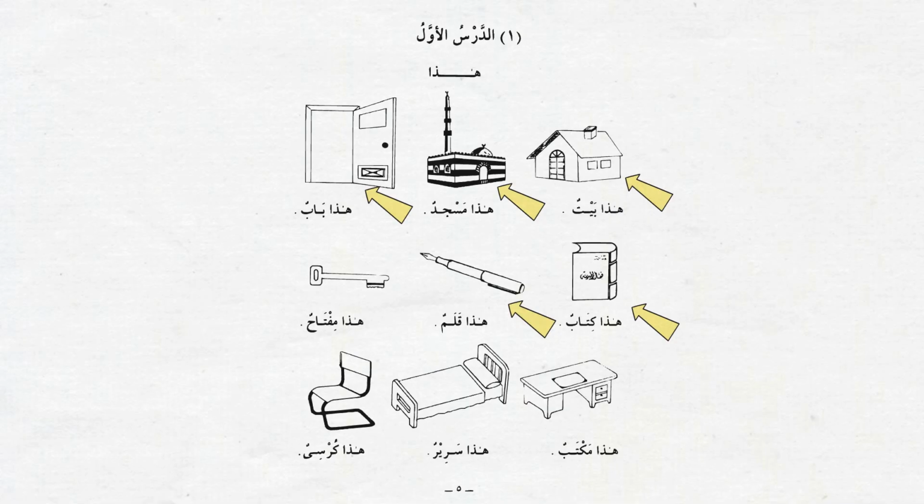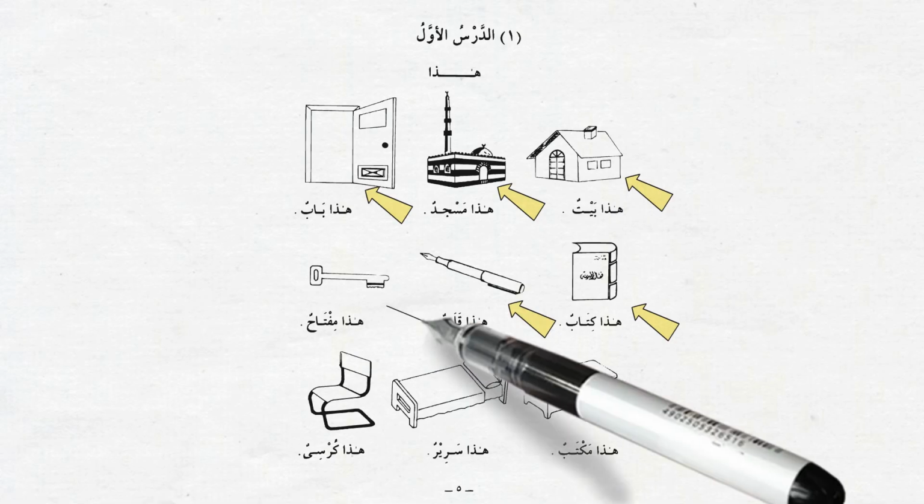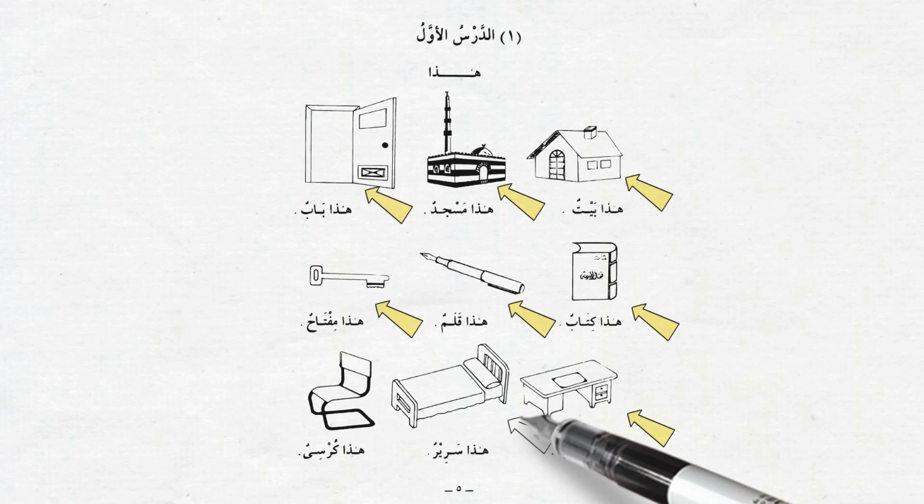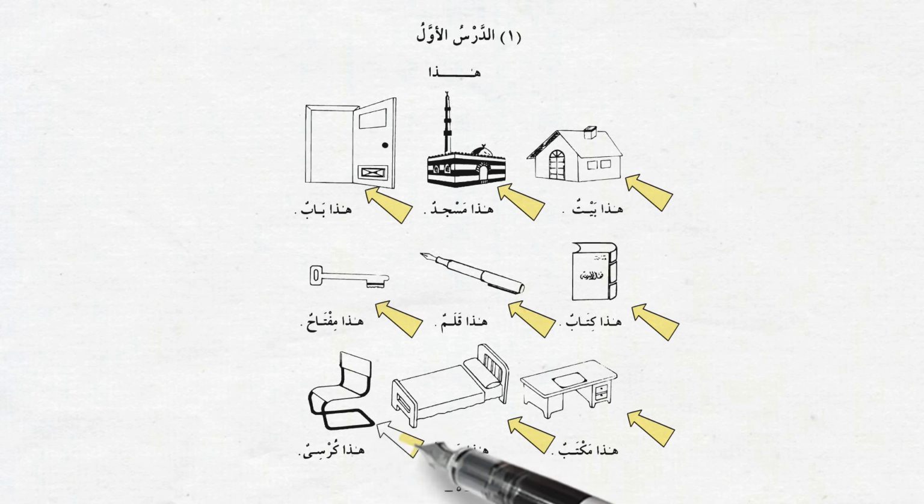I hope you are repeating after me. هذا مفتاح. هذا مكتب. هذا سرير. And finally, هذا كرسي. Try to practice these words with your book in front of you or by just watching this video a few times.